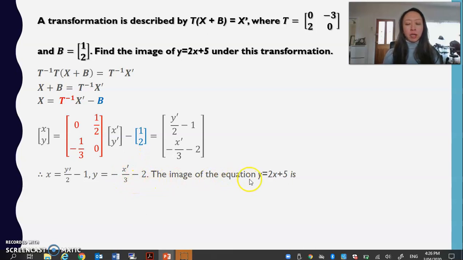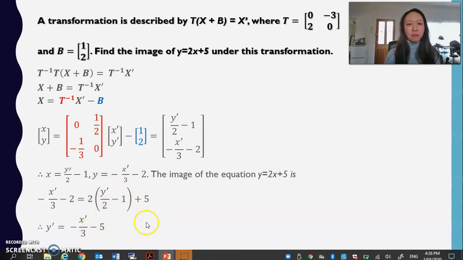So the image of the equation, this is the original equation. The image will be, I will have to substitute all this into my y, and the values that I got for my x into my x value. So this is actually y equals 2x plus 5, and then I rearrange them so that it looks neater. So this is the equation of the image of my graph under this transformation.